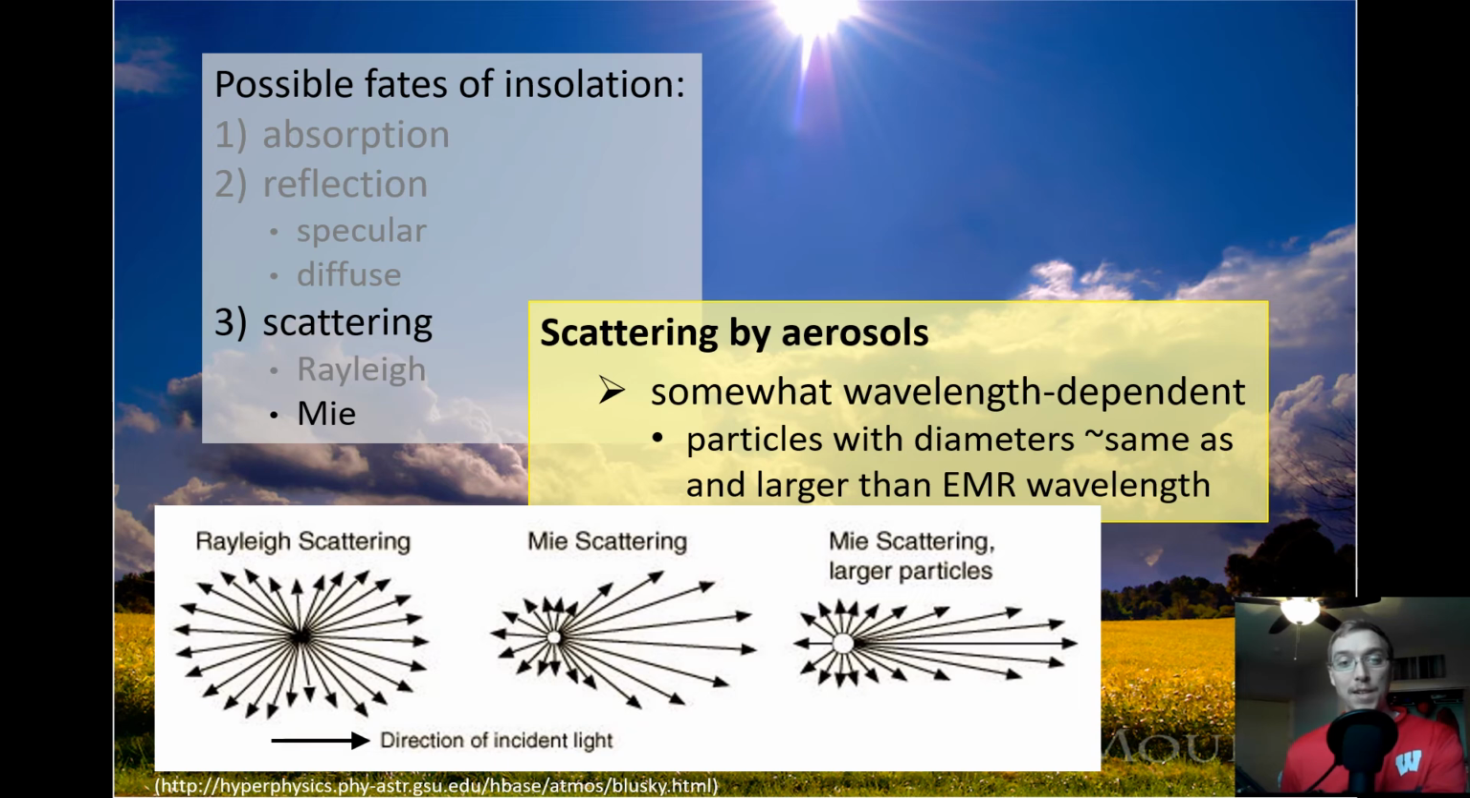So you kind of can see all three of these examples here, where you've got Rayleigh scattering on the left, and then Mie scattering in the middle, and then with larger particles on the right. So this is kind of an example of how that light is scattered depending on the particle size and the scattering type, I guess, between Rayleigh and Mie.